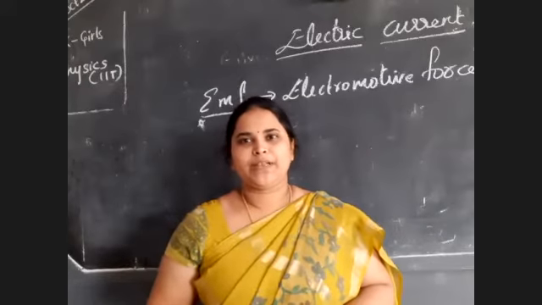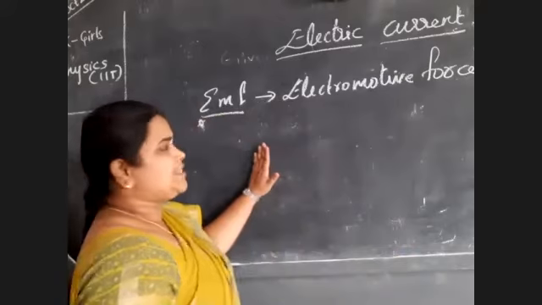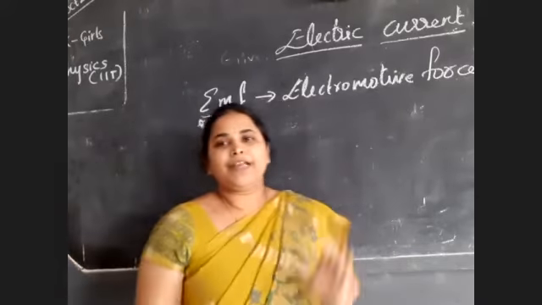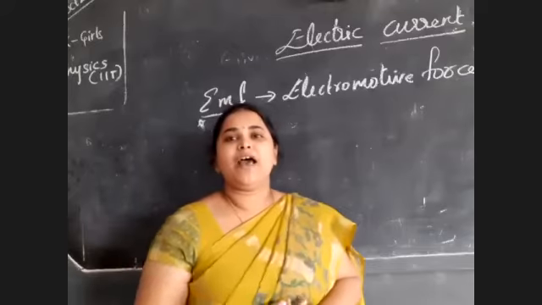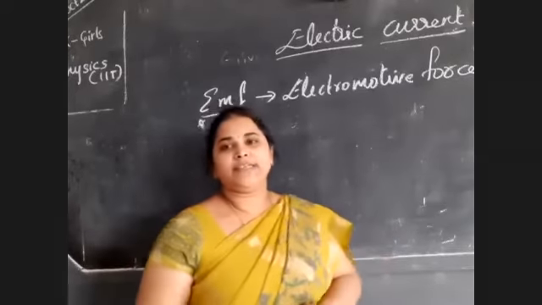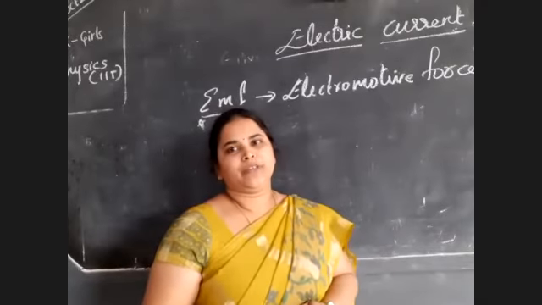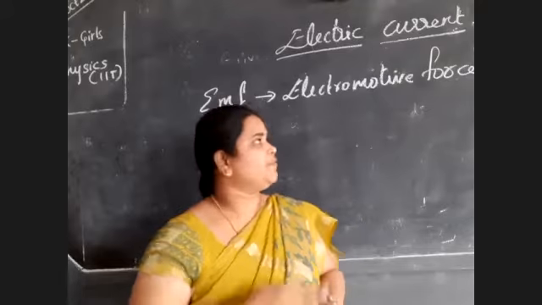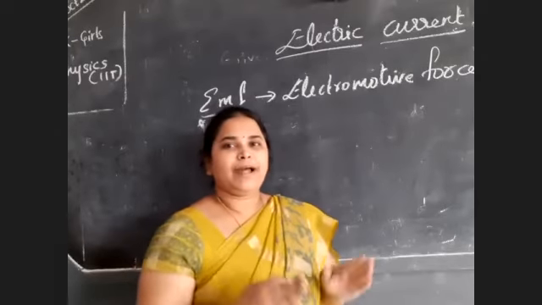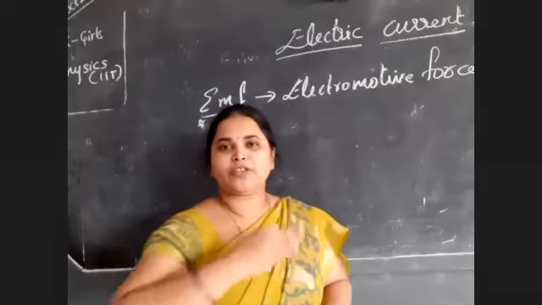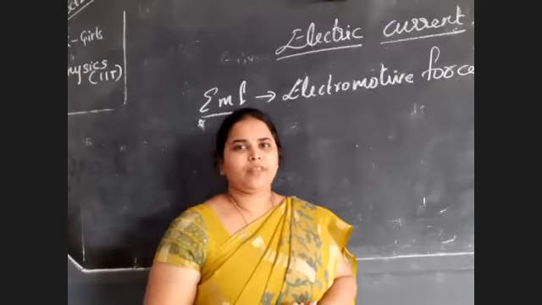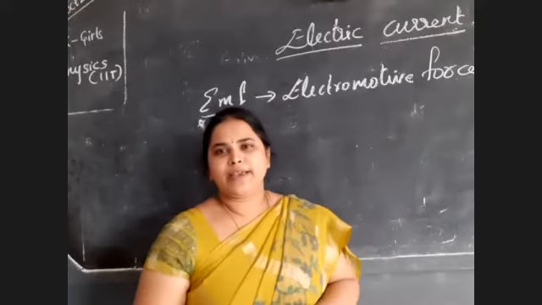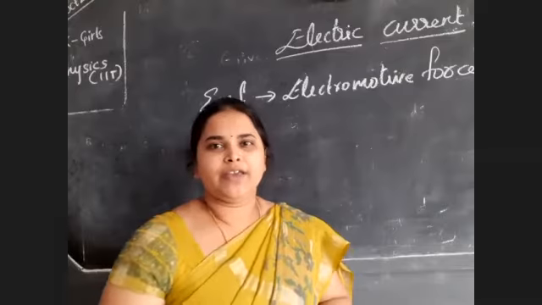Why? The battery provides the EMF. So EMF is the reason for the electricity in the conductor. It causes the potential difference, and because of that, the electrons will flow in the conductor. So what is actually EMF? How do we define EMF?